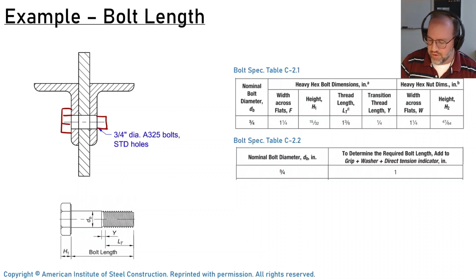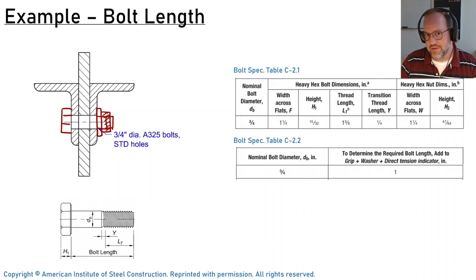But in this case, I'm going to include a washer. That's probably just good practice anyway. It's not strictly required for a snug-tightened condition. And we're going to have a nut at the end of that. So here's our nut. And I don't know exactly where my threading is going to be, but that's what we're going to figure out. To do that, we can go to the bolt spec.